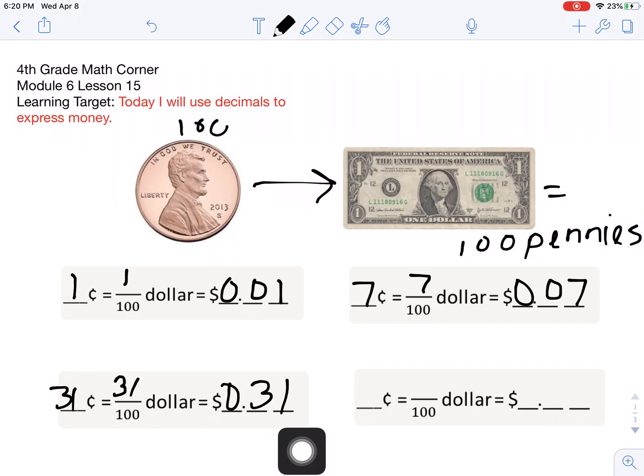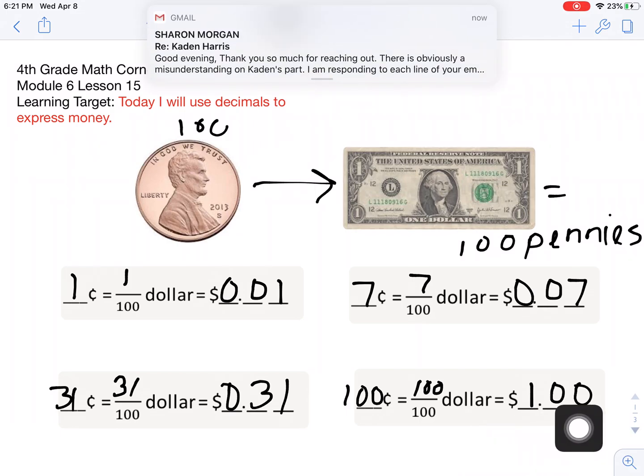We could also do this if we had 100 cents, if we had 100 pennies. So remember, 100 pennies would be 100 out of 100. So 100/100ths of $1. Remember, when we have the same number on top and the bottom, it makes a whole, and 100 pennies make a whole. So this would actually be 1 whole dollar. And oftentimes when we write money, we also want to put the tenths and hundredths.